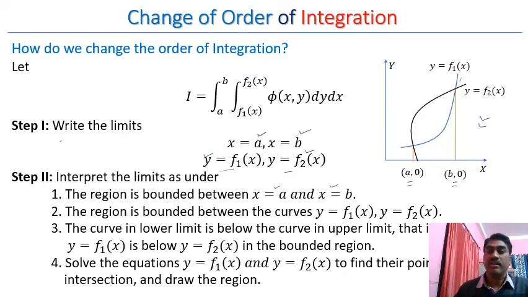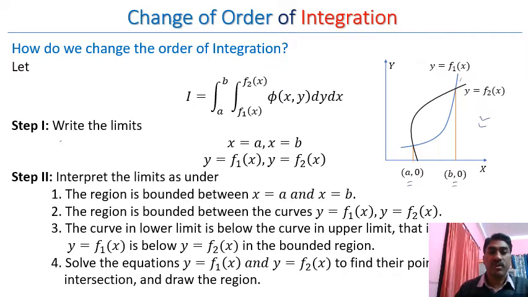How will you decide? Actually, you do not need to perform the curve tracing to decide which curve is below and which curve is above in the bounded region. There is a shortcut, directly you can decide this. So the function in the upper limit forms the upper curve in the bounded region. So y is equal to f2(x) is the upper limit, so y is equal to f2(x) will be higher in the bounded region, means this will lie above, and y is equal to f1(x) is the lower limit, so this will lie below in the bounded region.